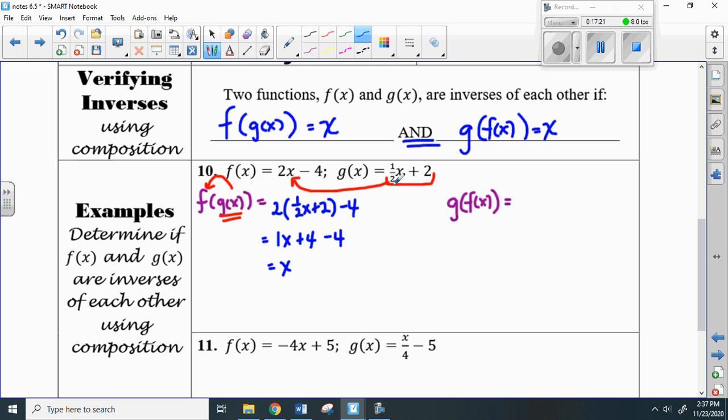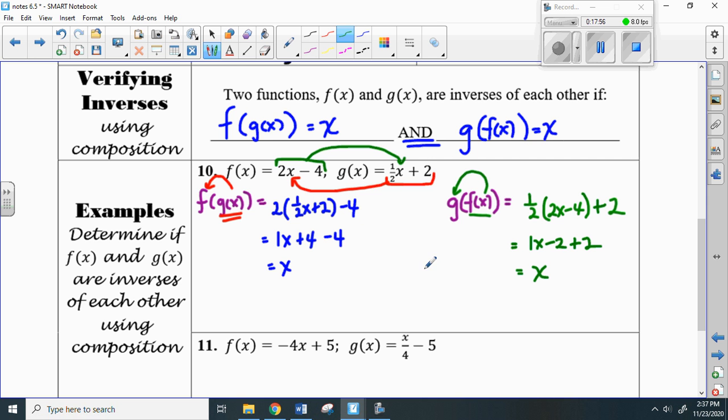You have to compose both ways. So now we're going to take f of x, and we're going to put it into g. So we're going to take f of x, put it over here, beside the 1/2 in front of the plus 2. And then you have to show all the math, and hopefully you'll get an x. So we're going to distribute the 1/2, and we get 1x minus 2. Bring down the plus 2, and look at that. Minus 2 plus 2 cancels. 1x is the same thing as x.